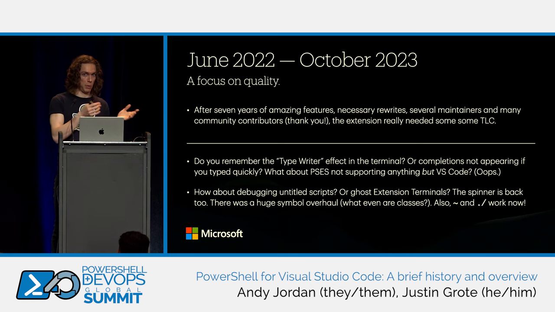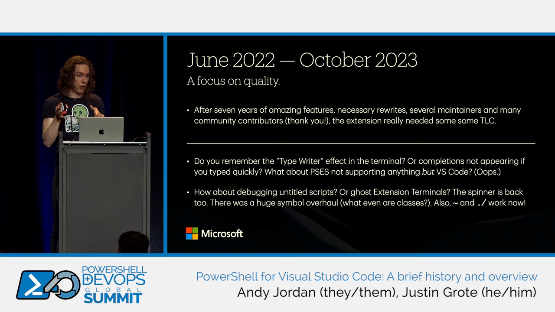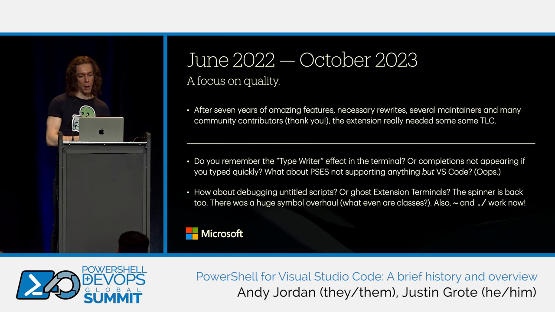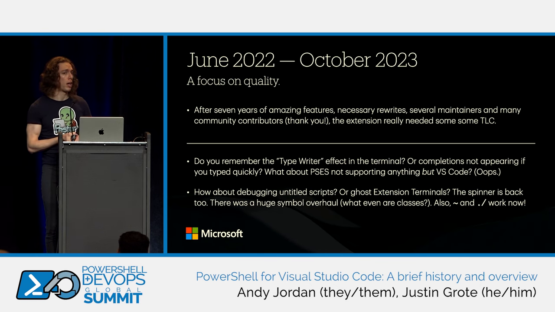It did work, and then we broke it. You open a new tab in VS Code, you've got some PowerShell code in it, you should be able to debug it. Why force somebody to save this script? So we fixed that.